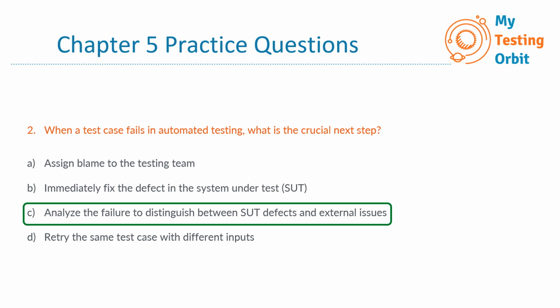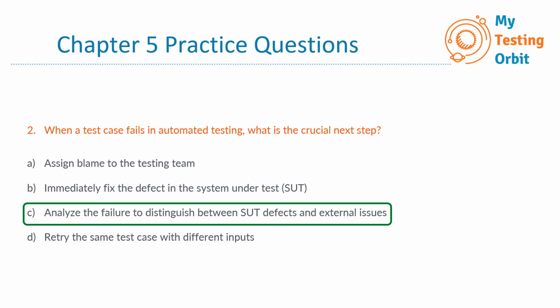So when a test case fails, it's important to analyze the failure. This analysis is important because it determines whether the failure occurred due to a defect in the SUT, system under test, or was caused by any external issues such as problems with the testing environment or the testing tool itself. So now let's have a look at the other options which are incorrect.